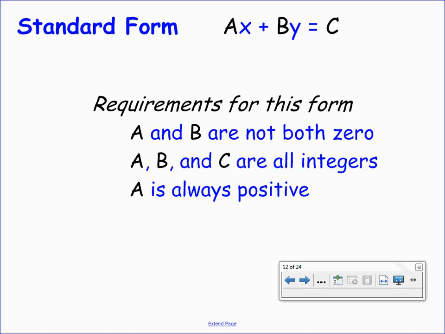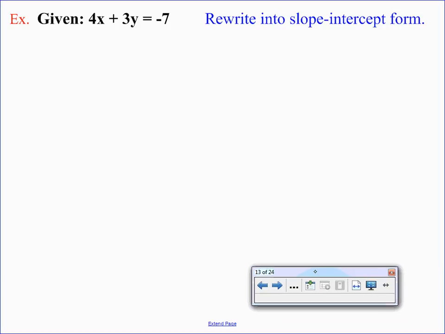Kind of like it was good math manners to list your domain values in increasing order, right? When we specified that last unit, it's good math manners to have a, that leading coefficient, positive, just because it looks better. Awesome. Let's do some stuff with it.